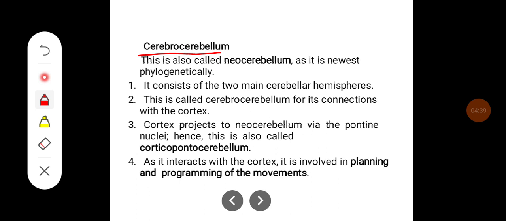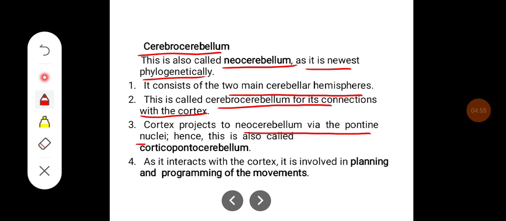Cerebrocerebellum is also called neocerebellum as it is the newest phylogenetically. It consists of two main cerebellar hemispheres. It is called cerebrocerebellum for its connections with the cortex. Cortex projects to neocerebellum via pontine nuclei, hence this is also called cortico-ponto-cerebellum. As it interacts with cortex, it is involved in planning and programming of the movements.